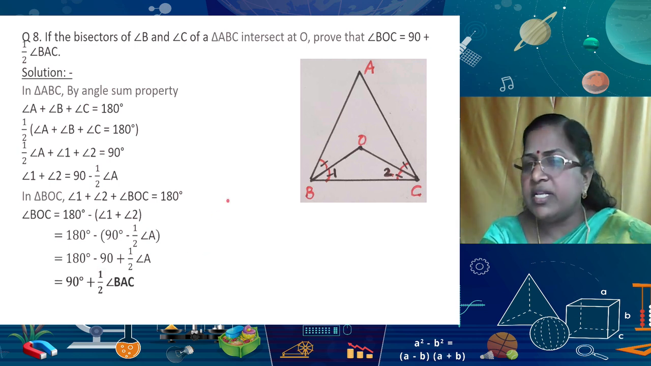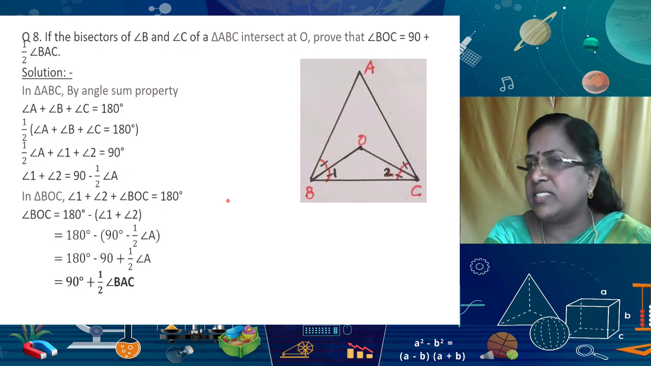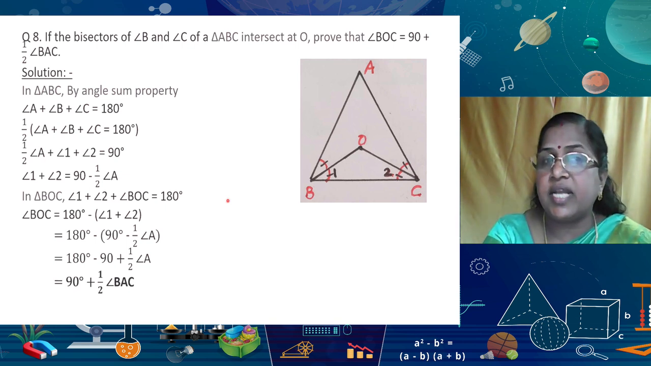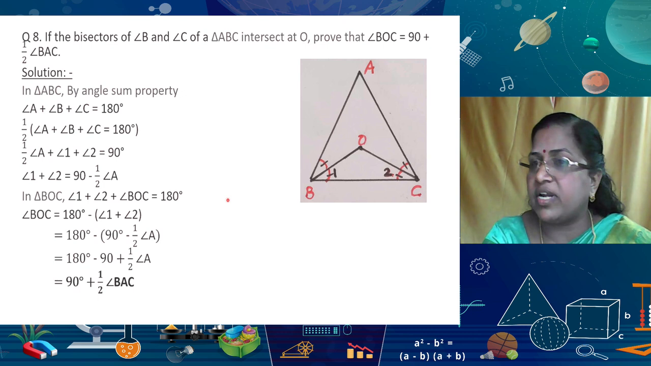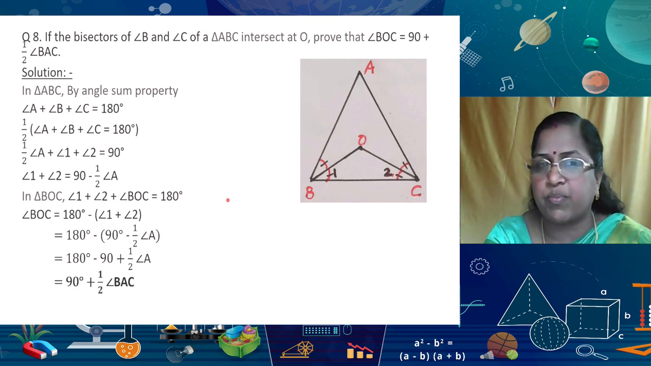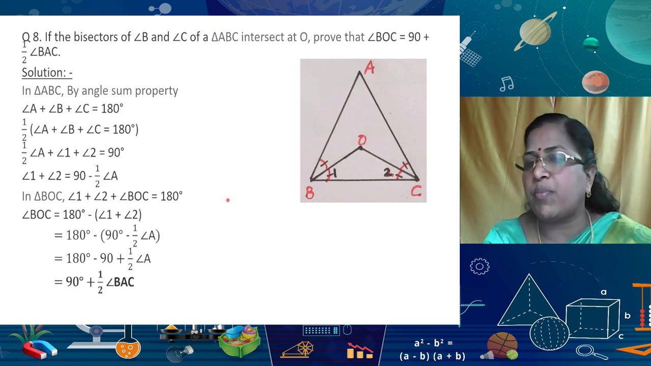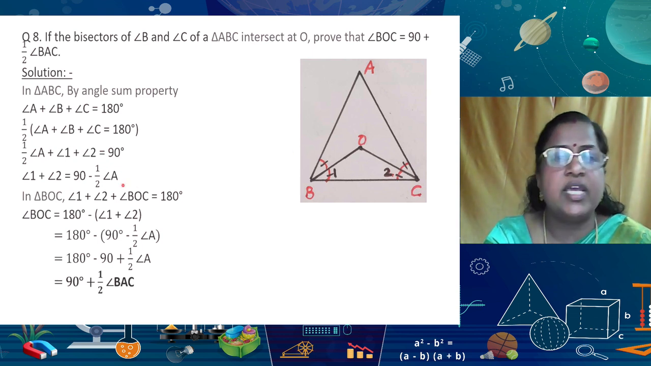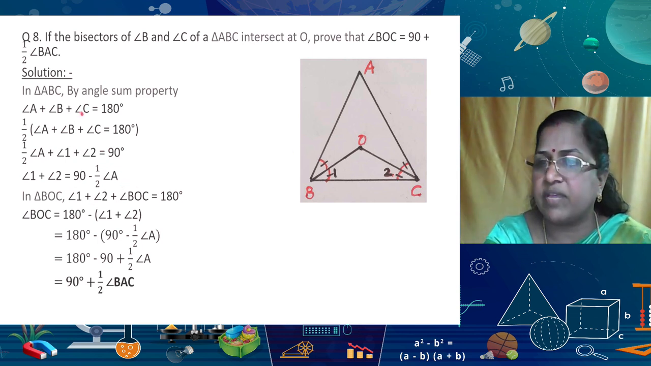Now, in this question, we used only the angle sum property, and in the exterior angle question, we used the exterior angle property. What is this angle sum property of a triangle? The sum of three angles in a triangle is 180 degree.